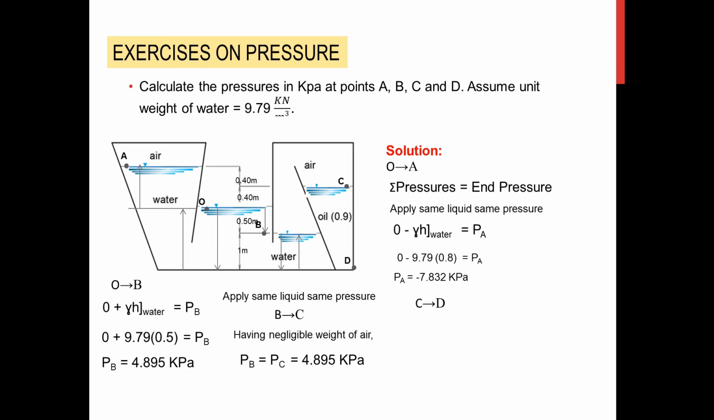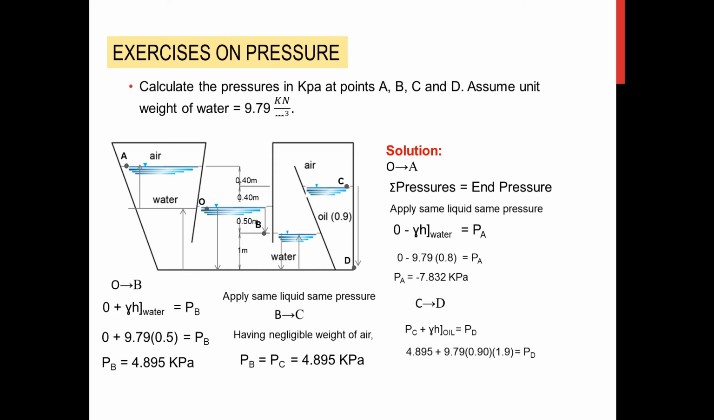Now we are on the level of C. So to solve for pressure at D, we write the equation from C to D. We will now go downwards from C. Therefore, the pressure at C plus gamma H, and the involved liquid here is oil, would be equal to the end pressure, which is equal to pressure at D.